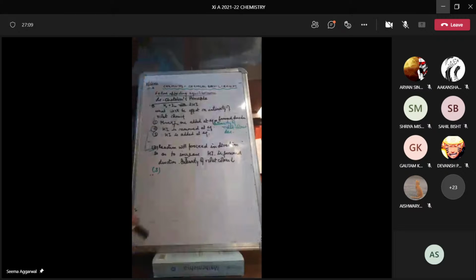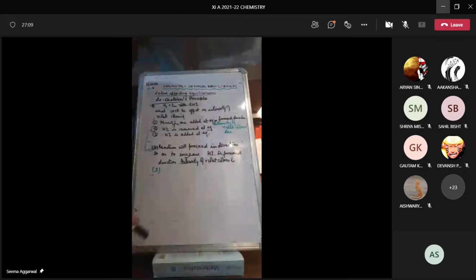So the amount of HI decreases, backward. Backward means towards the reactant side. So H2, so intensity of violet. So intensity of violet color increases. Okay, Aryan, in the second one is it increase or decrease? Ma'am, in the second it is decrease. So in the second one it is decrease, in the first also decrease, but in the third case, because the reaction is going in the backward direction, the intensity of violet color increases. Is it okay?